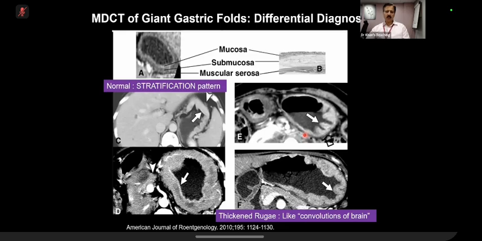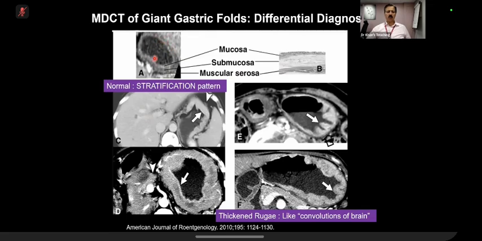This paper here is slightly beyond your 2B level, so I don't want you to confuse yourself. But those of you who are interested in GI radiology afterwards, you have to read papers like this. This is from AJNR, MDCT of giant gastric folds. Please remember that this is mucosa, this is submucosa, this is muscularis.